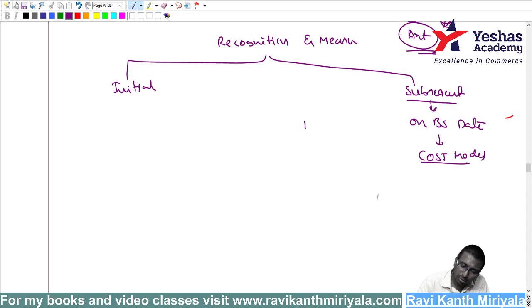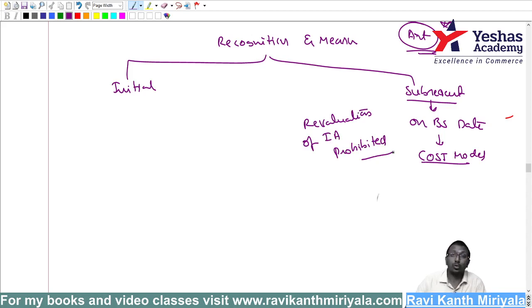There is no concept of revaluation model, revaluation of intangible asset. It is prohibited. You are not supposed to do it. It is prohibited in India. Revaluation of intangible asset is prohibited as per accounting standard AS 26. As per IND AS 38, it is allowed. But as per AS 26, it is prohibited. Remember that. Cost model, so you know that. Anyhow, I'll come to that point.